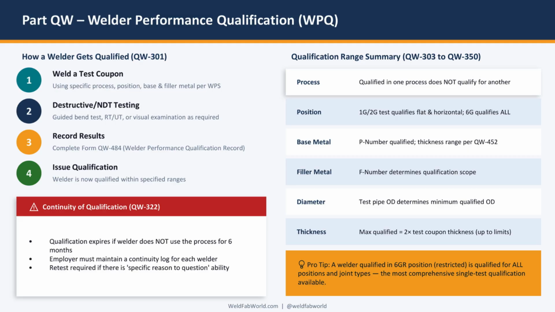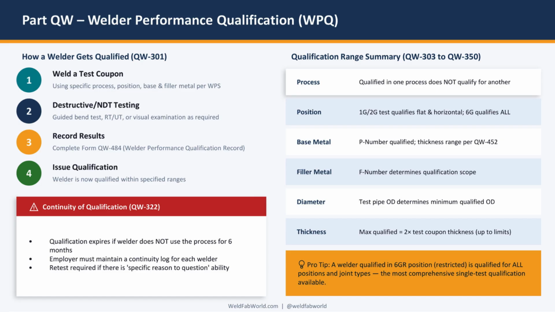Process. Qualified in SMAW does not mean qualified in GTAW. Separate test needed. Position. 1G flat test only qualifies flat and horizontal. The 6G fixed pipe test, 45-degree incline, qualifies all positions. It's the most powerful single welder test there is.